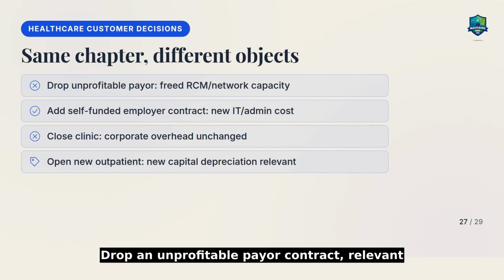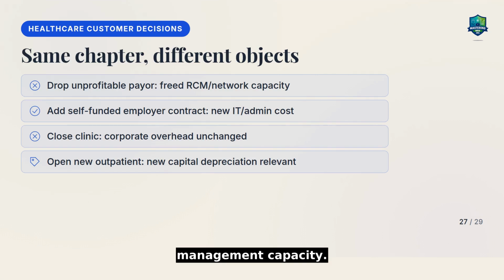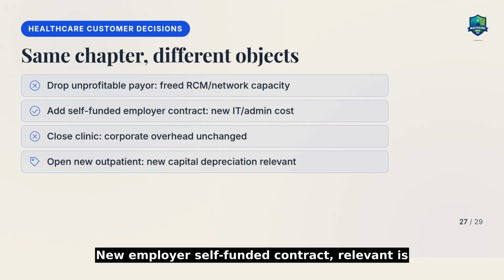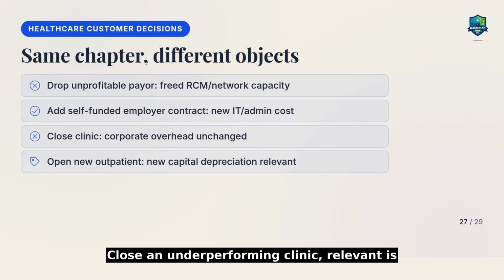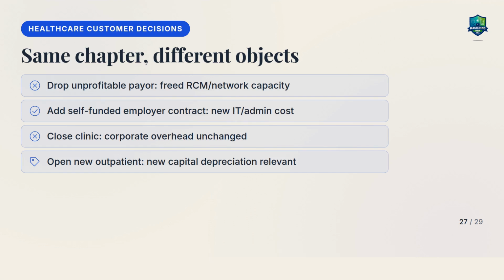Translating into healthcare. Drop an unprofitable payer contract. Relevant cost is the freed up revenue cycle and network management capacity. New employer self-funded contract. Relevant is incremental IT and administrative cost. Close an underperforming clinic. Relevant is everything that actually goes away, not the corporate overhead allocation. Open a new outpatient site. Relevant is the capital depreciation on new equipment, plus the operating costs that wouldn't otherwise be incurred.